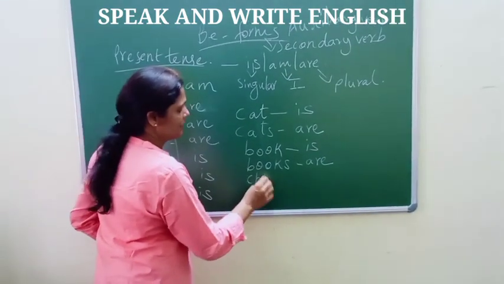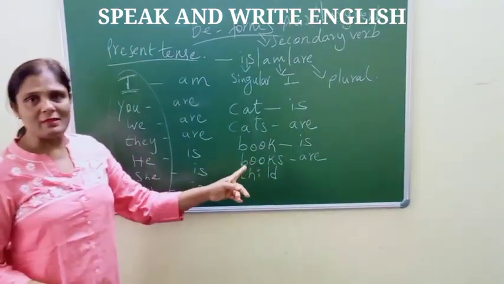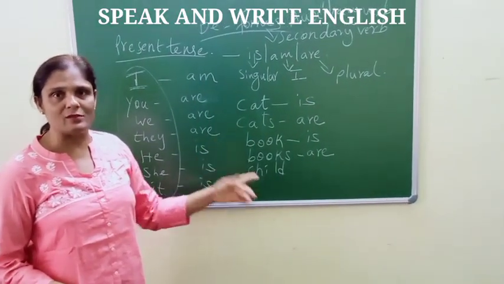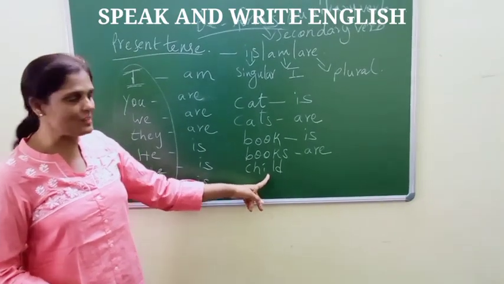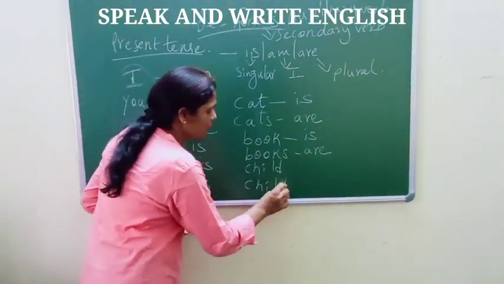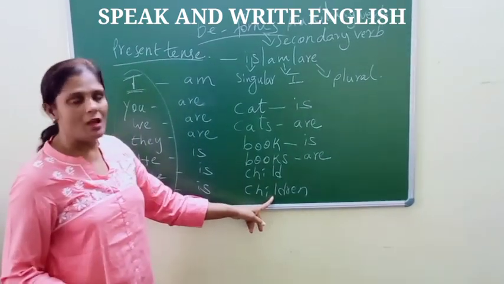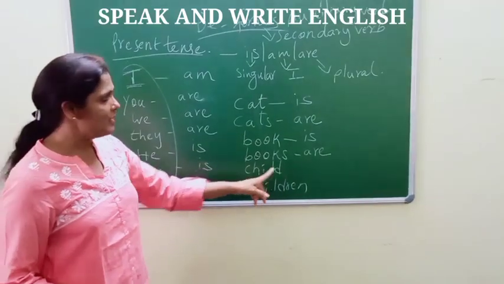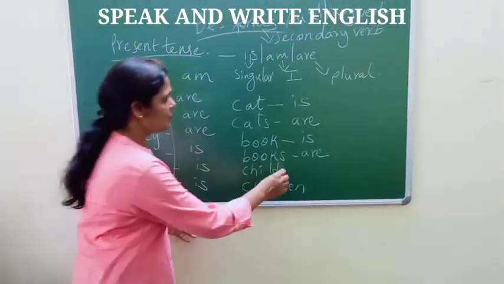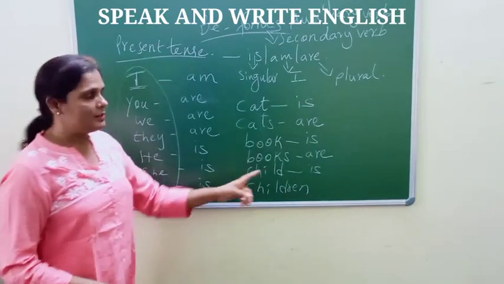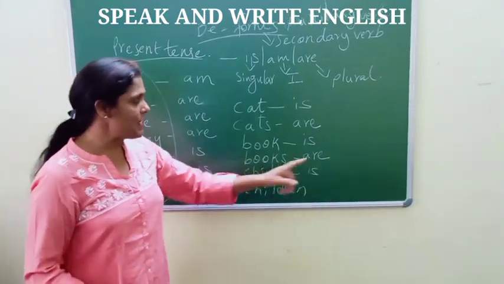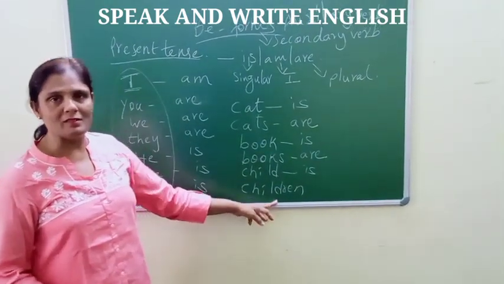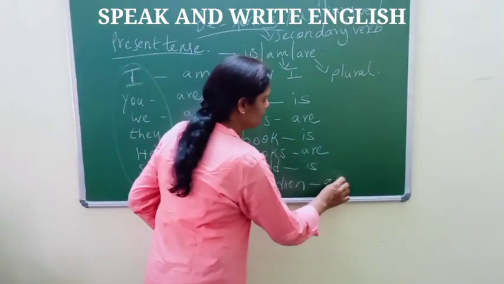Now come to child. Here many of us make a mistake. Child is for the singular, whereas for the plural we make use of the word children. Most of us make the plural of child as childs, which is wrong. So child is a single person, so we make use of is. Whereas children means more than one person, so we make use of are.